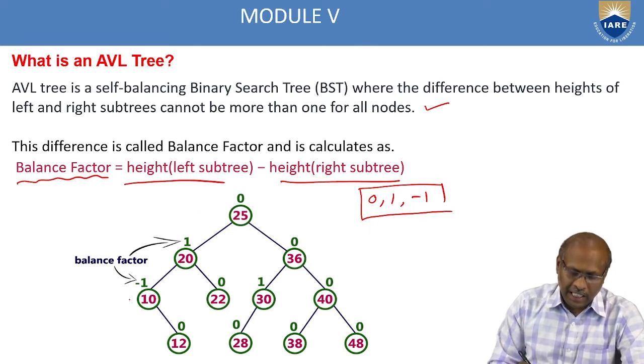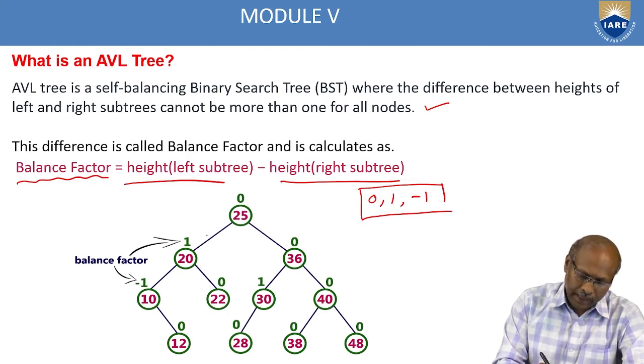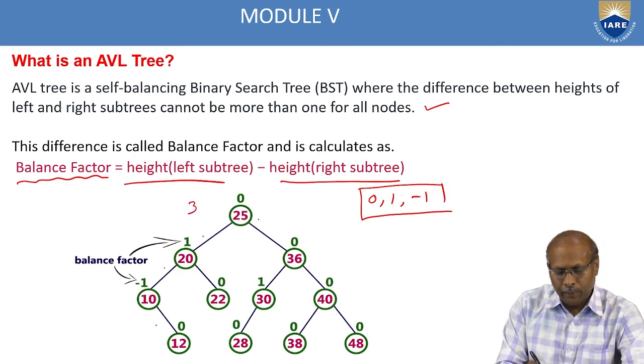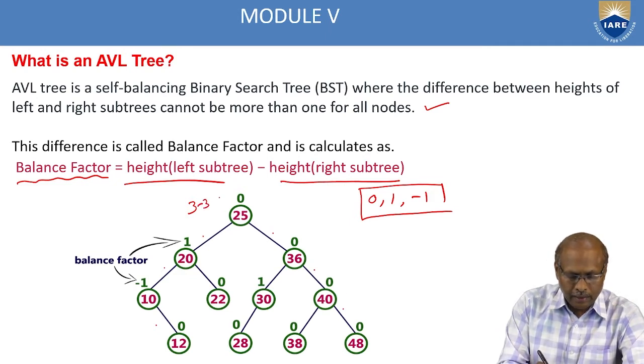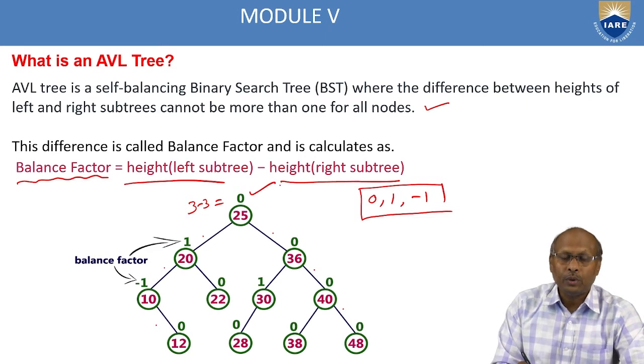Now if you observe this tree, the balance factor of 25 is 0. How is it 0? Because the left height of this tree is 1, 2, 3. The left height is 3. What is the right height for 25? 1, 2, 3. So 3 minus 3 is 0. That's why the balance factor is 0 for node 25.